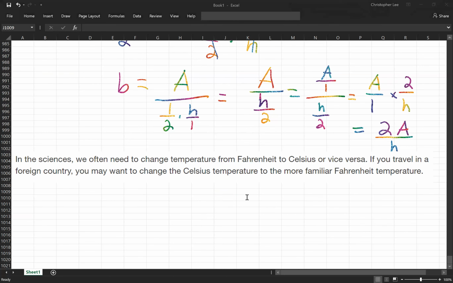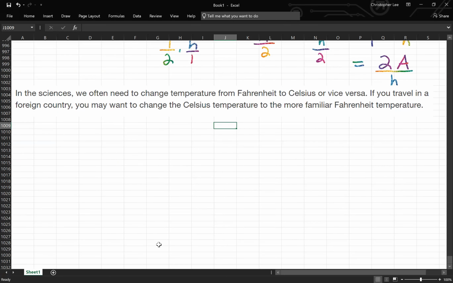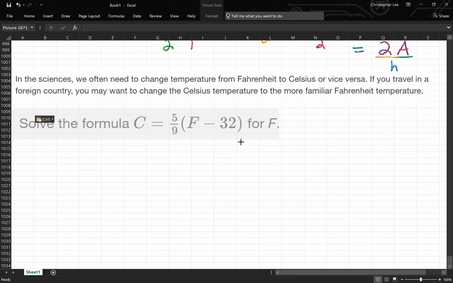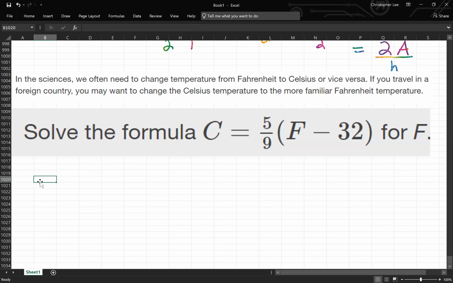I'm going to show you guys. Nice and simple. So C for Celsius is equal to 5 over 9 times F for Fahrenheit minus 32. Now, in this question, what do we want to do? We want to solve for F. Very simple. So I have C is equal to 5 over 9 times the Fahrenheit minus 32.